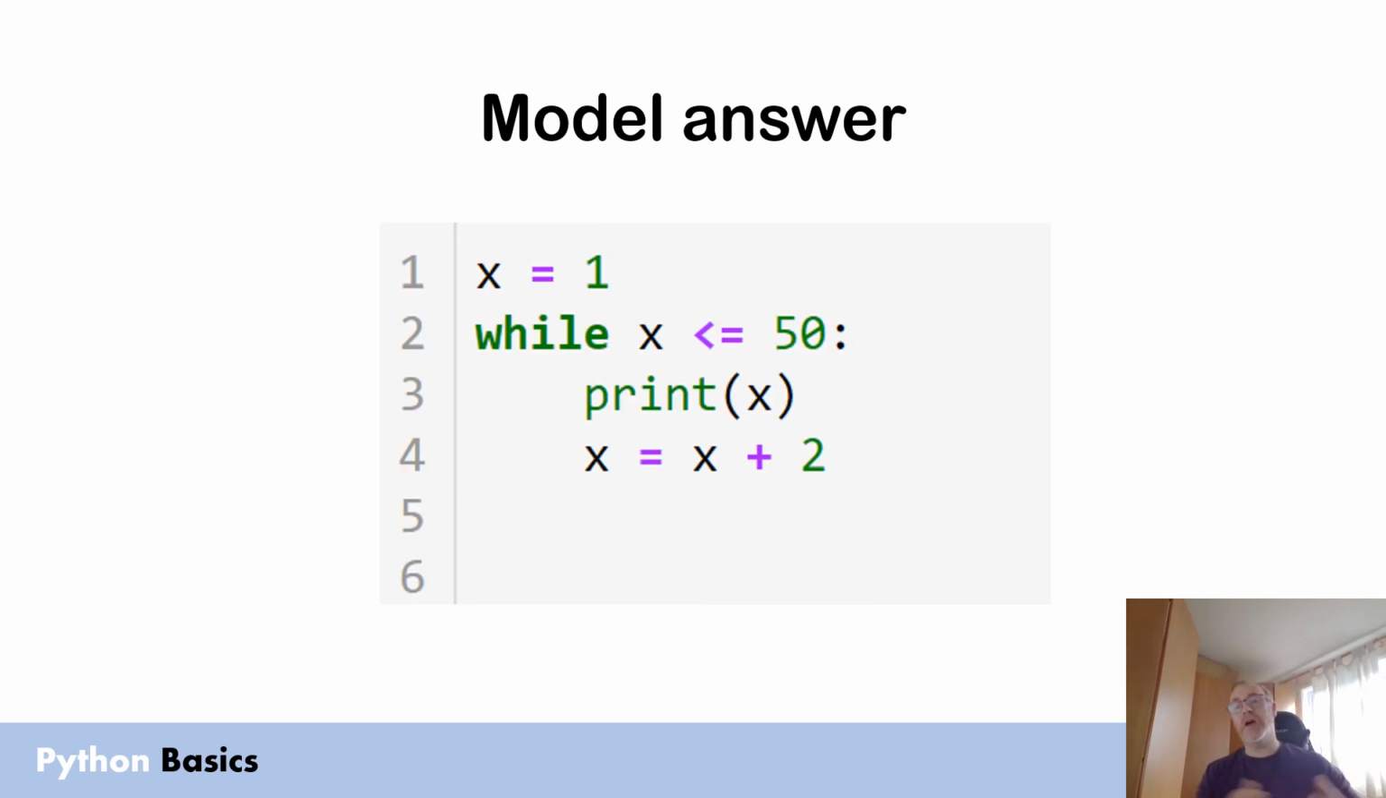So here's the model answer. As I said, it was dead easy, as you probably noticed. So long and short of it, start at 1 because the first number I wanted is 1, then 3, and so on and so forth. It ends at 50, which is why it's there. Obviously you could change that because 50 is not an odd number, so you might end at 49, or get rid of this equal sign and put 50 there. It doesn't really matter as long as you get the right output.